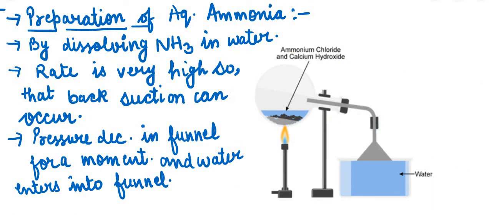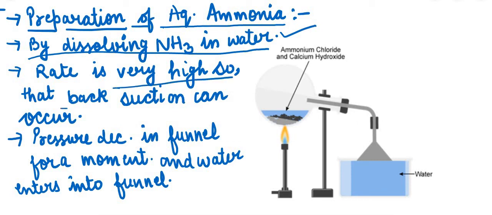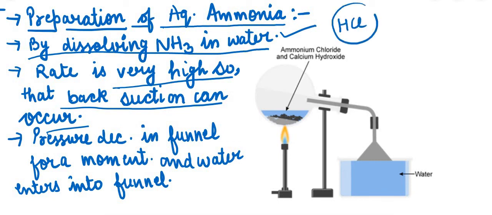Next is the preparation of aqueous ammonia, AQ ammonia. Aqueous ammonia is produced just by dissolving ammonia in water, right? The rate of ammonia dissolution in water is very, very high, so back suction can occur there. To avoid that back suction, we do the same thing that we do in the production of liquid HCl acid.